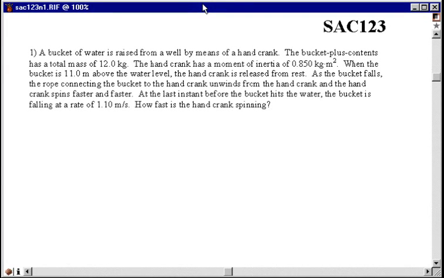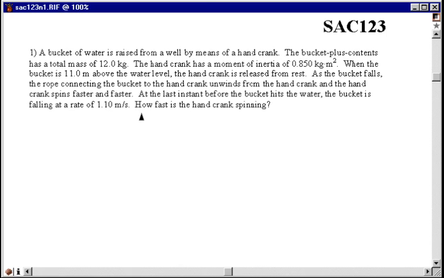Problem number 1. A bucket of water is raised from a well by means of a hand crank. We get the mass of the bucket plus contents and the moment of inertia of the hand crank, and when the bucket is 11 meters above the water level, the hand crank is released from rest. The bucket falls, the rope unwinds, the hand crank spins faster and faster, and they want to know how fast the hand crank is spinning at that instant just before the bucket hits the water.